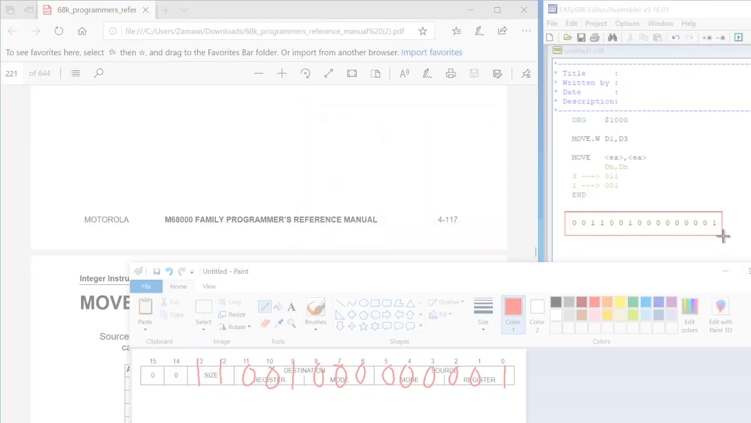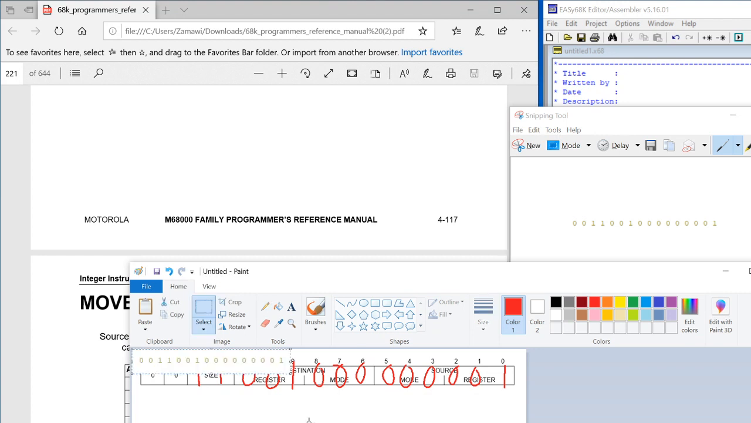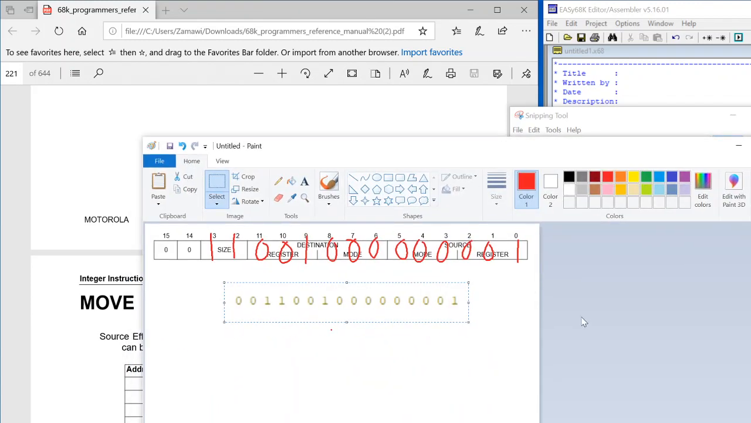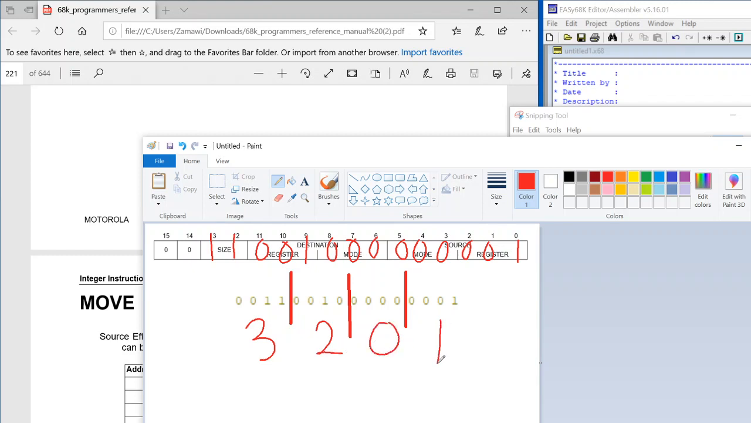The instruction format in binary is already completed, so let's convert it to hexa. Like previously, you divide it section by section, right? So this one is 1 plus 2 is 3. 1 plus 2 is 3. This is 2. This is 0. This is 1. So the answer is $3201.